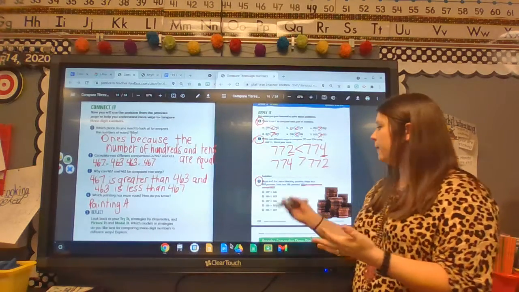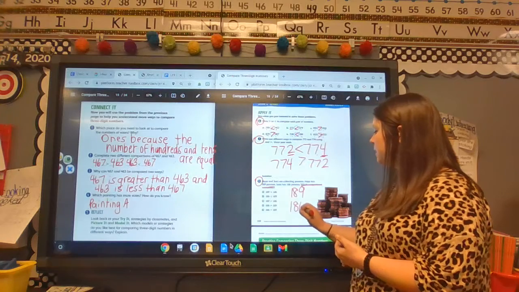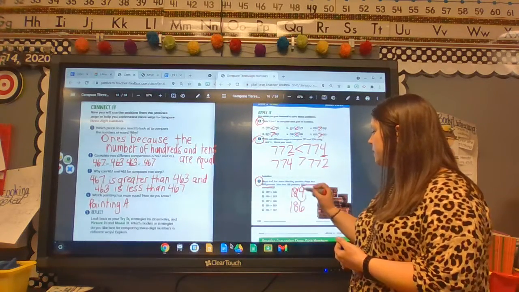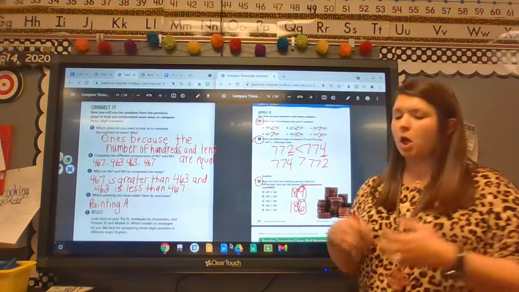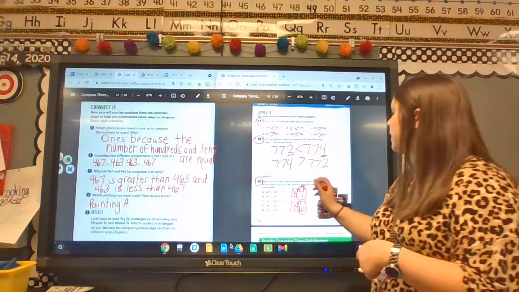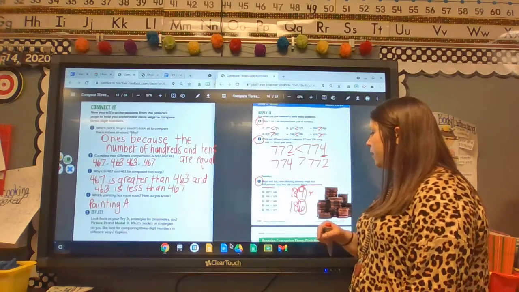All right, so let's start by looking at these 2 numbers, 189, 186. They both have 100. They both have 8 10s, so we have to look at the ones place. 9 ones and 6 ones. Which one's greater, 9 ones or 6 ones? 9 ones is greater, so 189 is larger than 186.